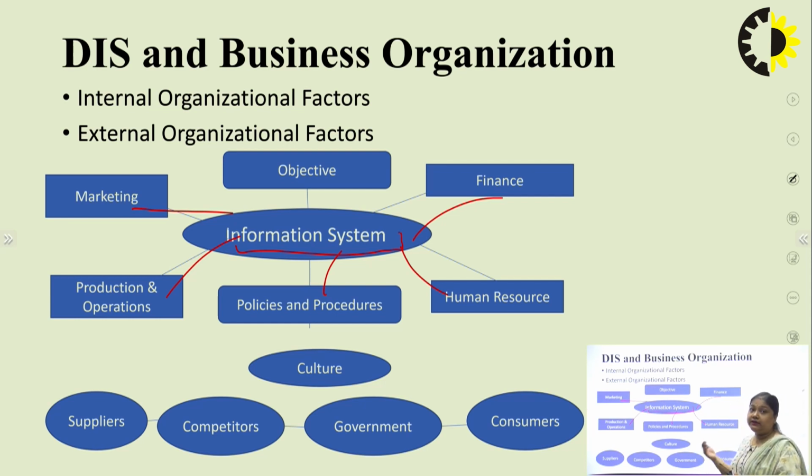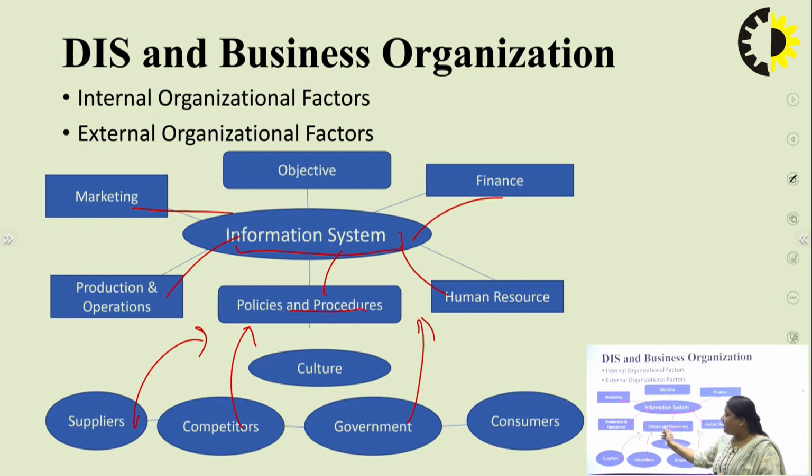And what are the external organizational factors that affect the information system? That are suppliers, competitors of that organization which uses the information system. Government rules and regulations, these are the company's policies and procedures, and sometimes there are some government rules and regulations that organizations have to follow. Now consumers, that is also an external factor that affects the information system of an organization.